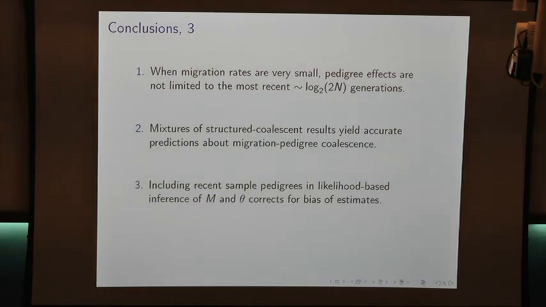So I just said that conclusion, but going back a few slides, there actually is a huge difference between the pedigree results when the migration rate is very small and the results for the standard coalescent models that average over pedigrees. And that means that when migration rates are small, it's not just this log base 2 timescale that's important for pedigrees anymore. Those migration events that happen, they are fixed for all loci. They might be very spread out in time.